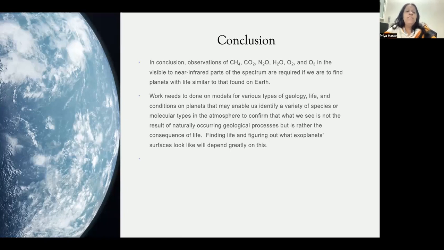But obviously work needs to be done on various models for different types of geology, life, and conditions on planets that may enable us to identify a variety of species or molecular types in the atmosphere, to confirm that what we see is not the result of naturally occurring geological processes, but is rather the consequence of life. And therefore, finding life and figuring out what exoplanet surfaces look like would greatly depend upon this.